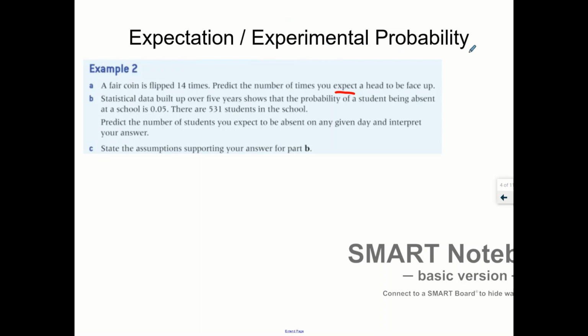And experimental probability is when we find out the chance of something happening by running lots and lots of experiments, and then we can find the probability from that. It also ties in to relative frequency.